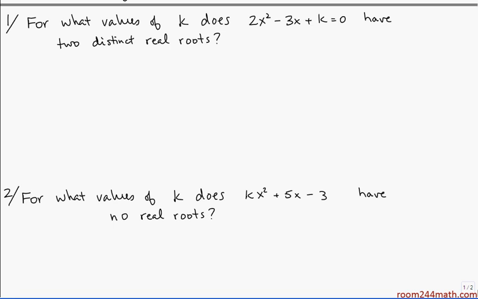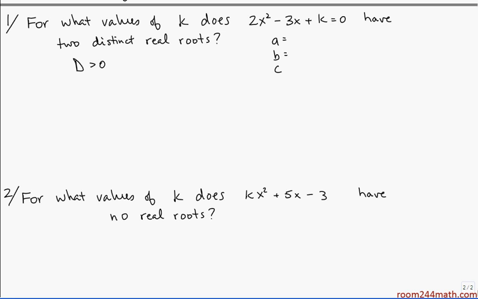So the tip-off right away that this is a discriminant question is they're talking about the number of roots, two distinct real roots. So what does that mean? Well, if it has two distinct real roots, we know that it means the discriminant must be positive. So we just have to calculate the discriminant.